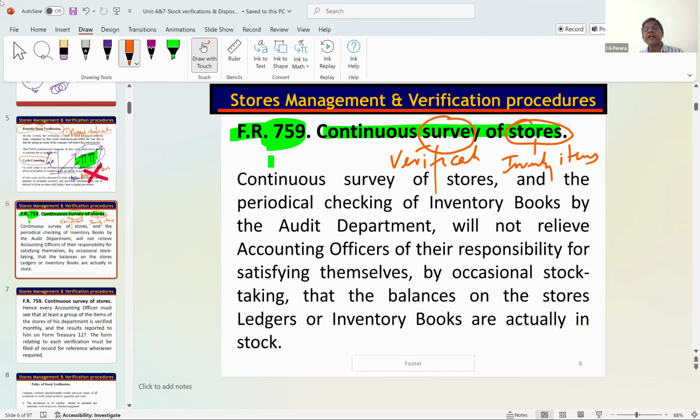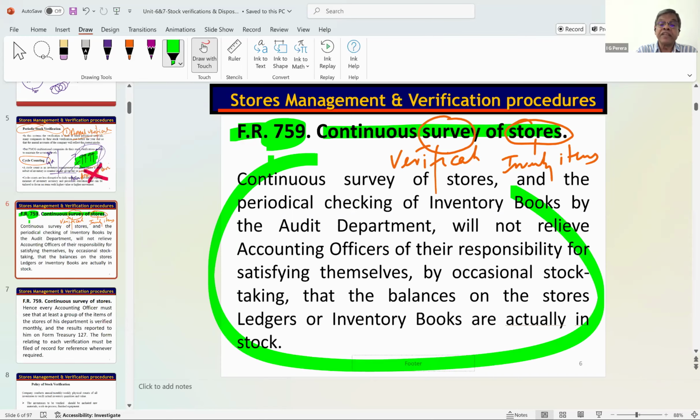So continuous survey, continuous verification of inventory items, that is allowed as per the Financial Regulations 759. So exact wording you can see here.